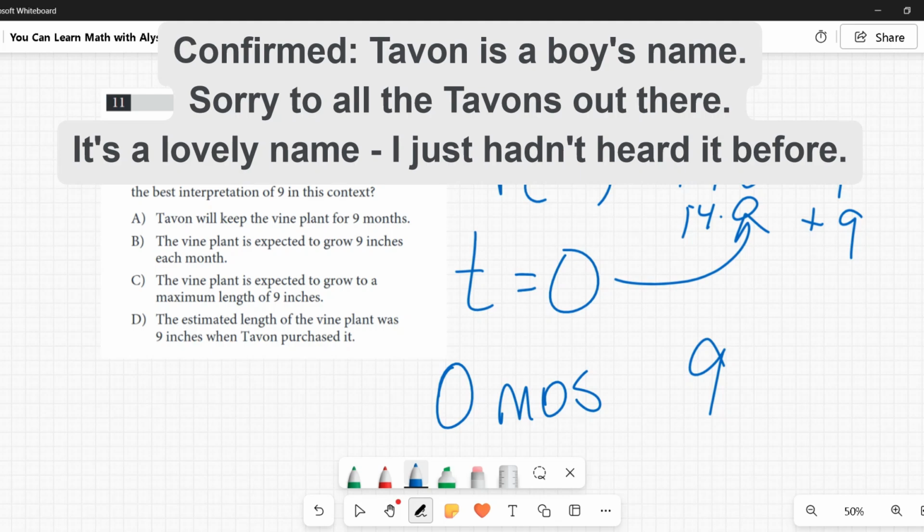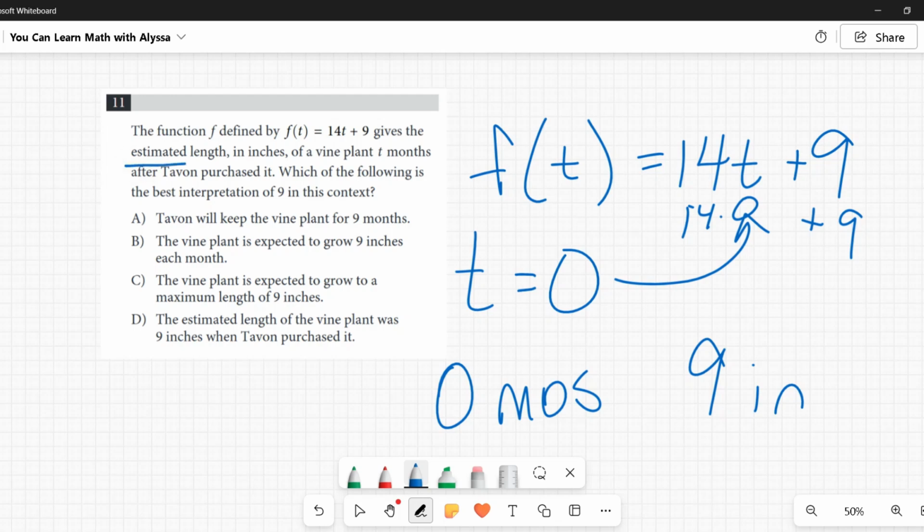0 months after Tavin purchased it, it was 9 inches, because that's what this function gives us, the estimated length in inches of the vine plant.